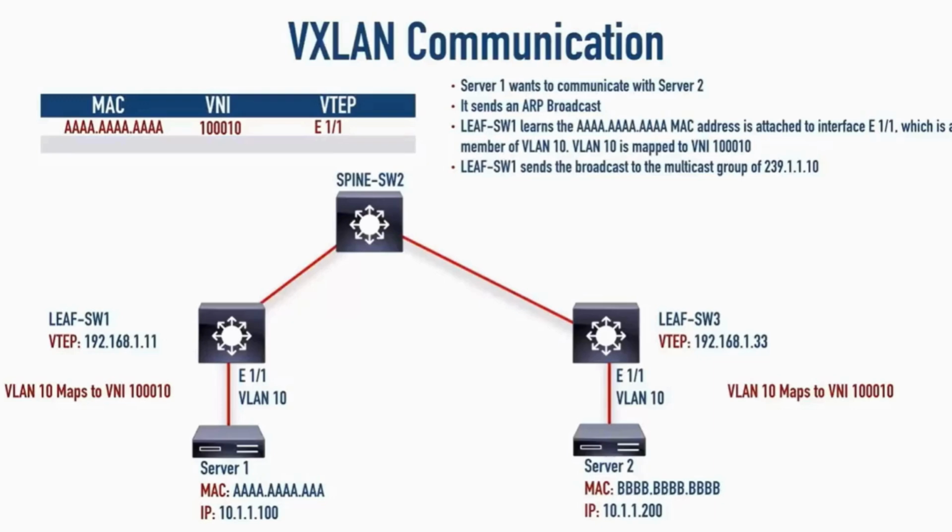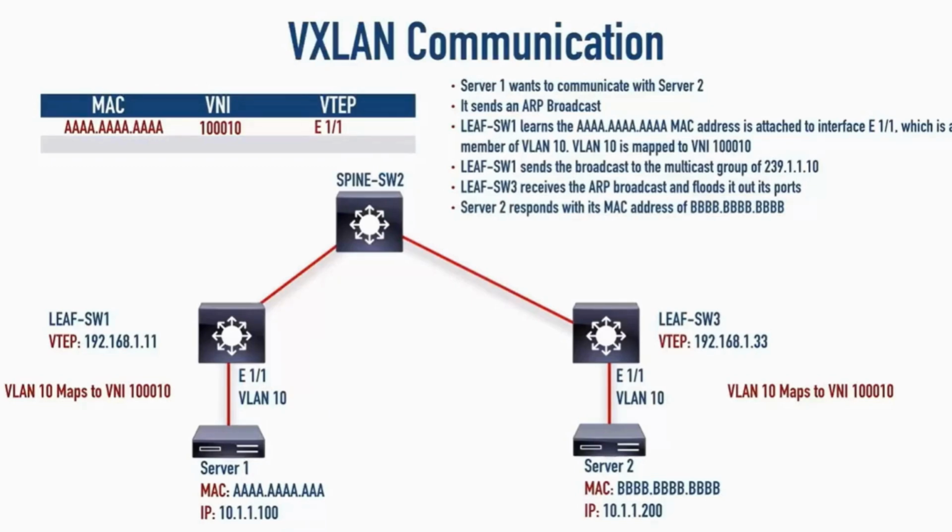And Leaf Switch 3 sees that because it's a member of that multicast group. We're pretending that the group number is 239.1.1.10. When it gets that broadcast ARP sent via multicast, it's going to flood it out all of its other ports. So it's going to go down to server 2, and server 2 says, yep, that's me. And it says my MAC address is the all B's MAC address, and it goes back to Leaf Switch 3. And Switch 3 now knows that the 10.1.1.200 IP address with the all B's MAC address lives off of port Ethernet 1/1. So it's going to respond to the other VTEP and say, hey, if you want to get to the all B's MAC address, come to me.